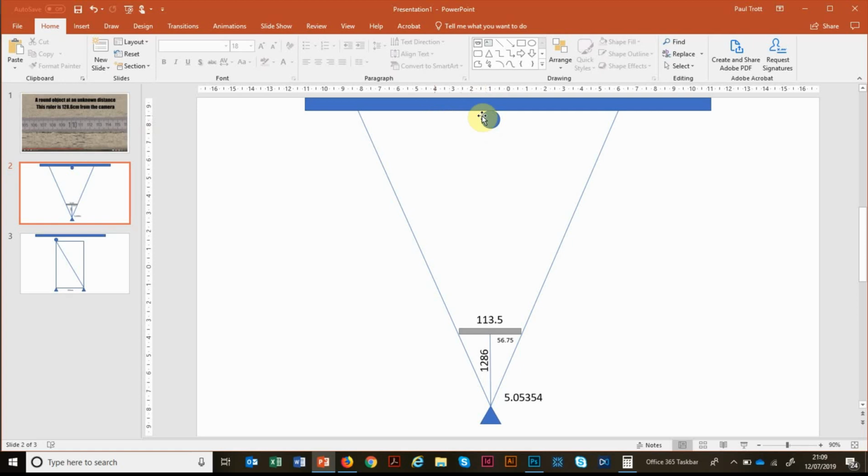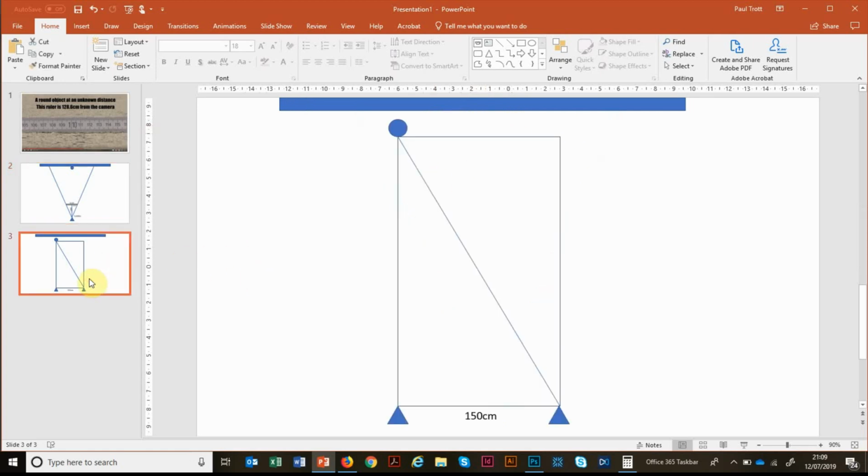So the total angle the ball has moved is 1.996 degrees. I've drawn this out like this. We now know that the camera dollies from this position to this position, which is 150 centimeters. We're trying to work out this distance here, the distance to the ball.